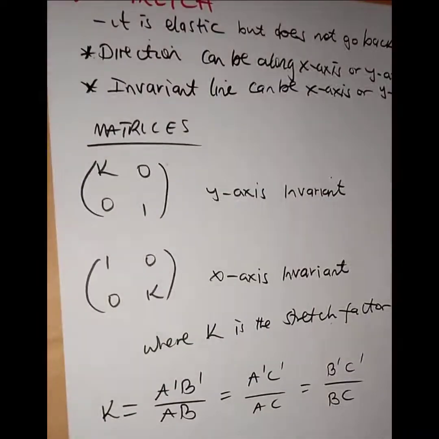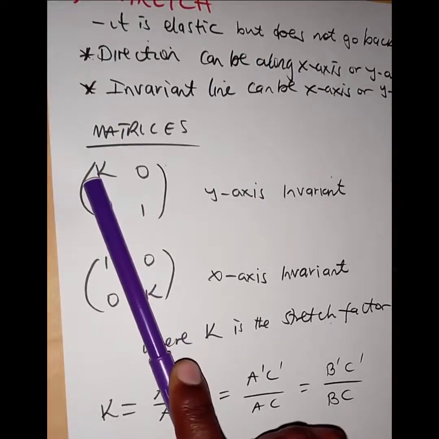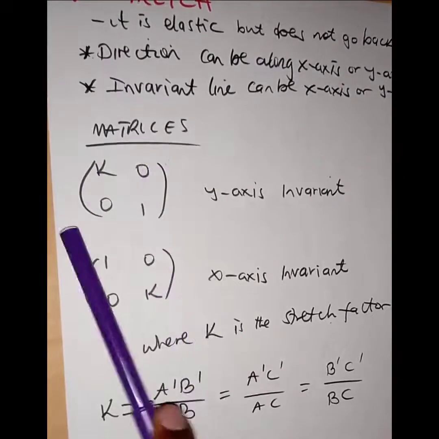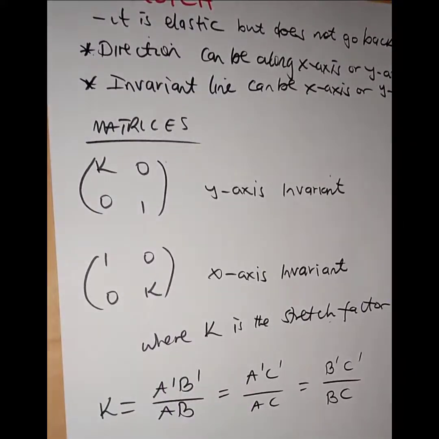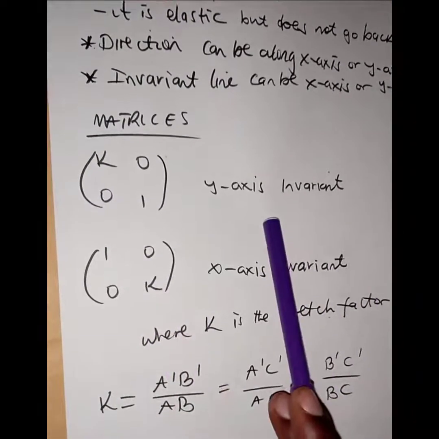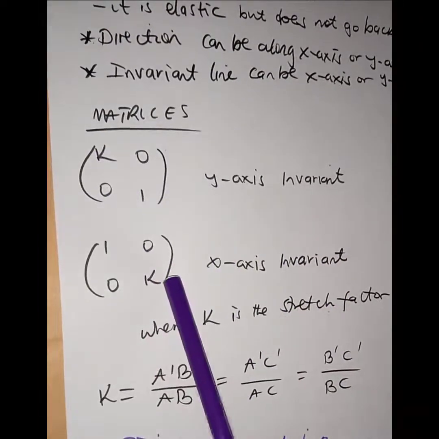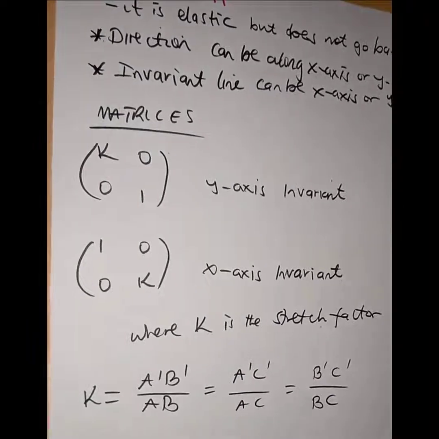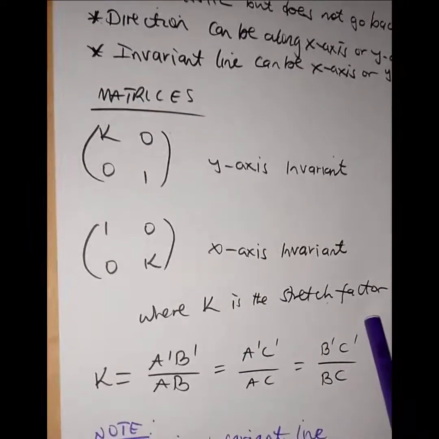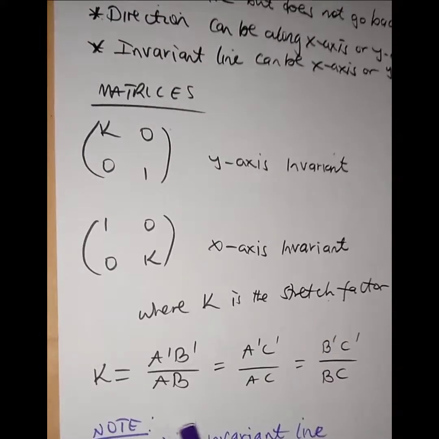So now the matrices are, we have a k on top, 0, 0, and 1. When k is on top like this, which is the stretch factor, y-axis is the one which is invariant. And when the k is down here, it means the x-axis is the one which is the invariant. K represents stretch factor.